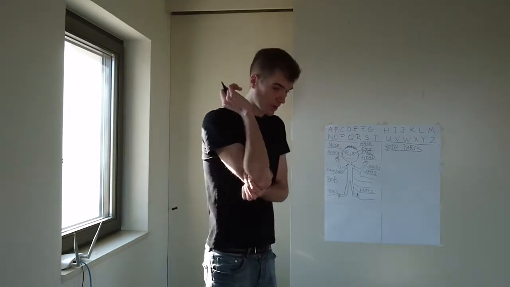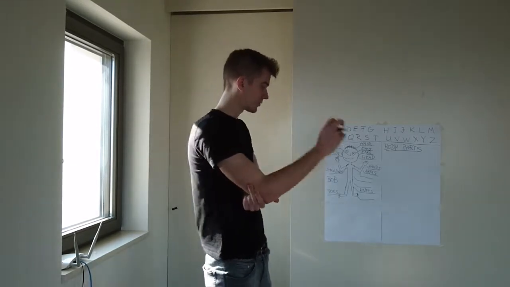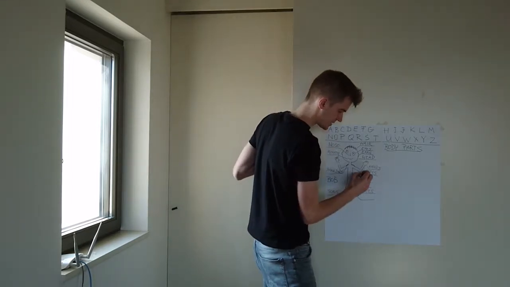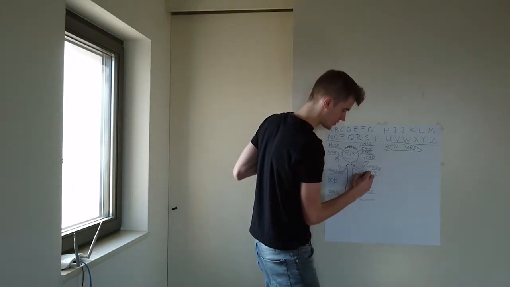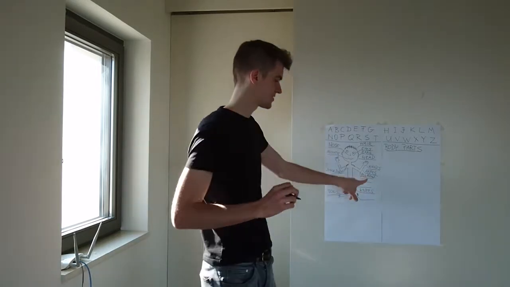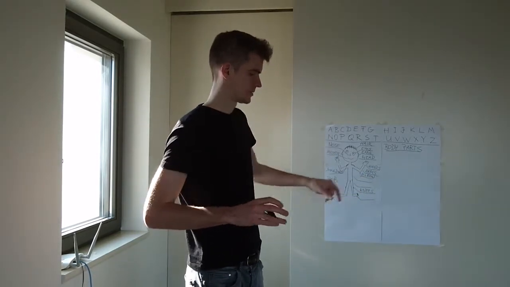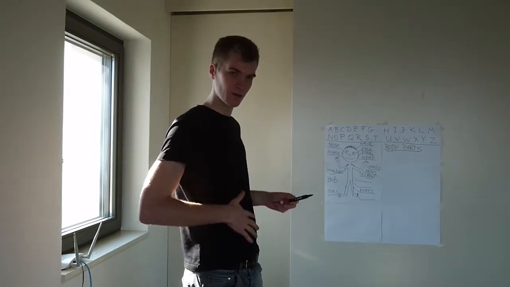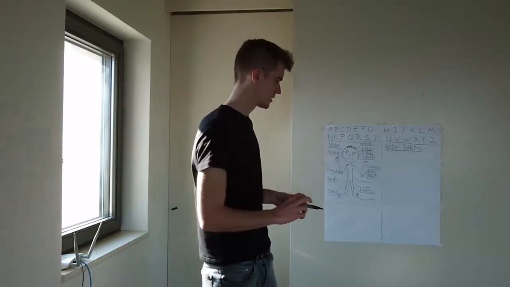What is this? This is a difficult one. This is a new word we're going to learn. It's the elbow. And this is how it's written. What is this? This is Bob's tummy.